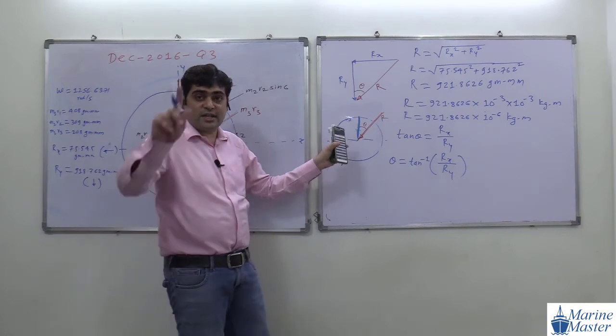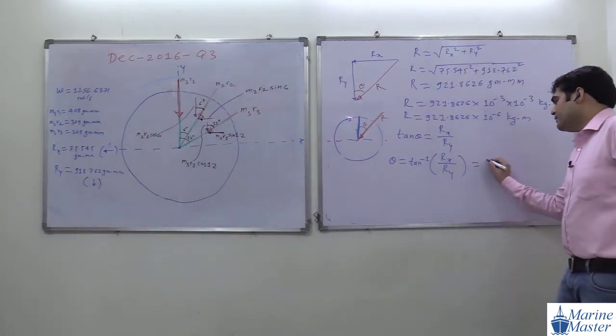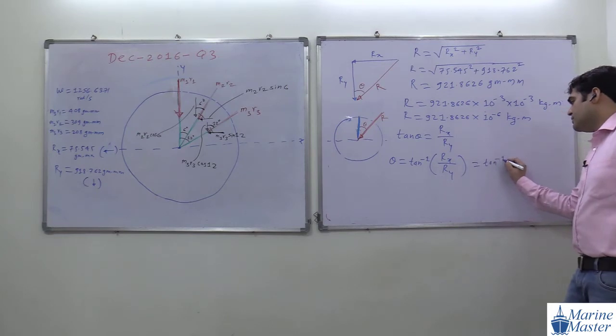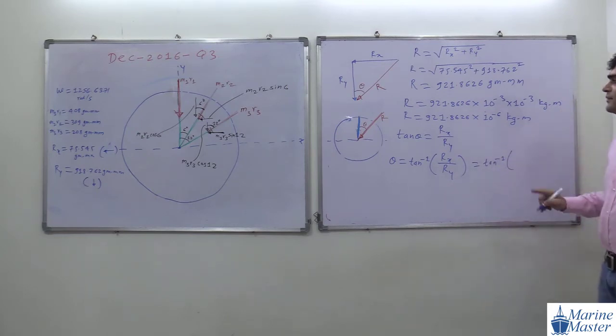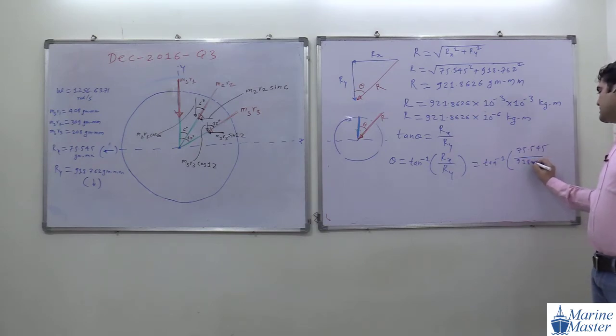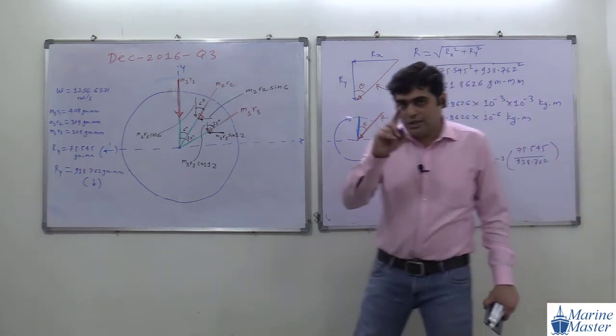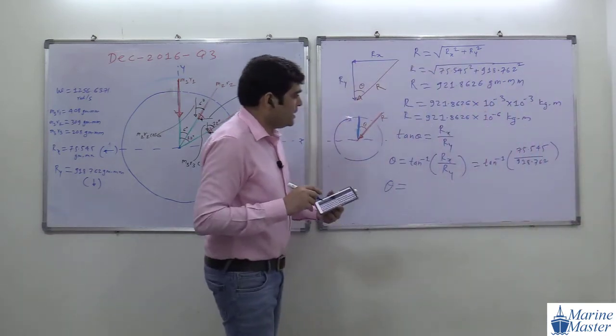I already discussed why we have considered this theta. So theta is equal to tan inverse of Rx by Ry. Rx is 75.545 divided by Ry, 918.762. Very good. So please do the calculation and tell me the value of theta.